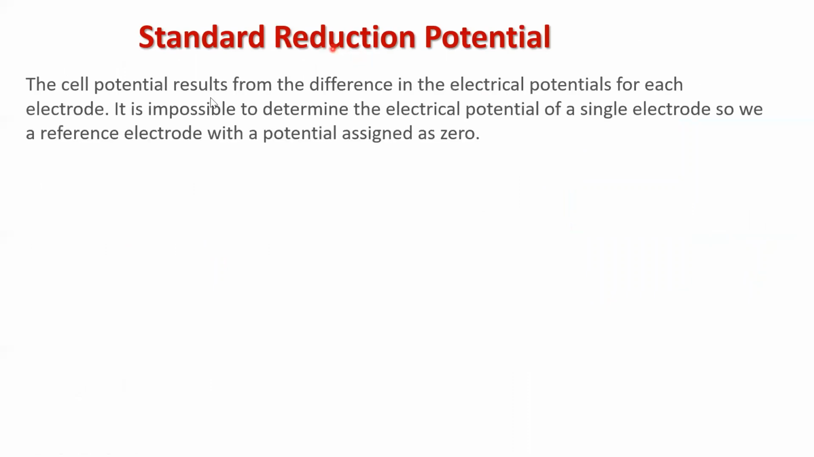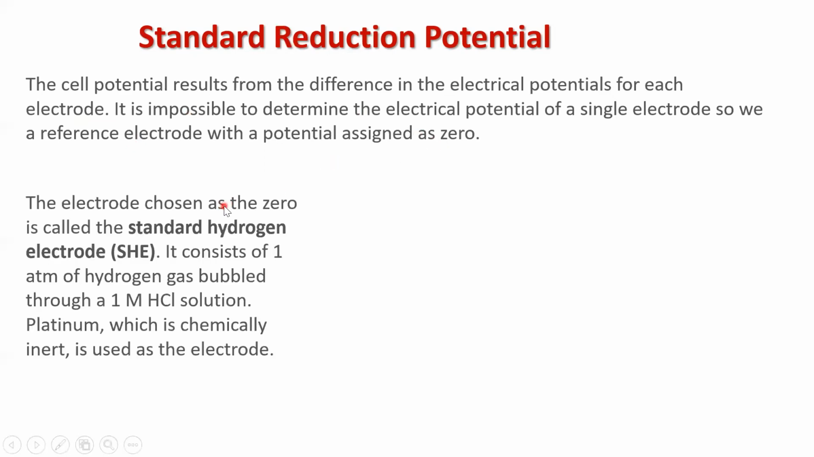All right, now let's look at standard reduction potential values. When we look at the cell potential, it results from the difference in the electrical potentials between the two electrodes, the oxidation and the reduction. It's impossible to measure the value of electrical potential for just one electrode. So we measure it by a difference, a reference that we use as 0.